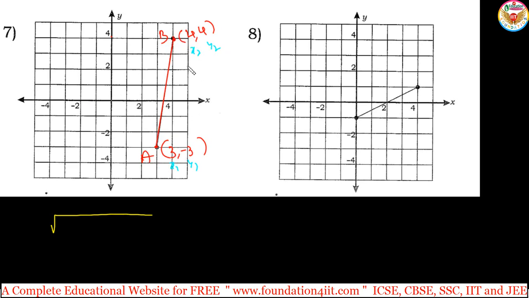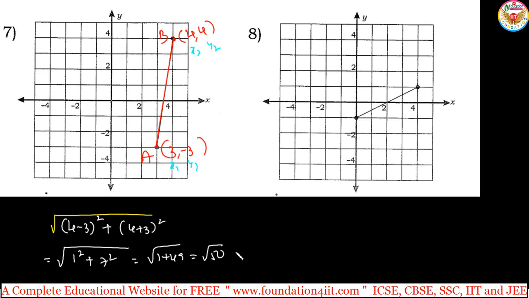Now (x2 minus x1), 4 minus 3, whole square, plus (y2 minus y1), 4 minus of minus 3, so plus 3, whole square. Finally this is 1 square plus 7 square, the square root of 1 plus 49, so square root of 50. Square root of 50 you can write as 25 times 2. Root 25 is 5, so 5 root 2 is the distance between these two. Root 2 value is 1.414, and if you multiply you get the approximate value. We can stop this. 5 root 2 units is the distance from A to B.